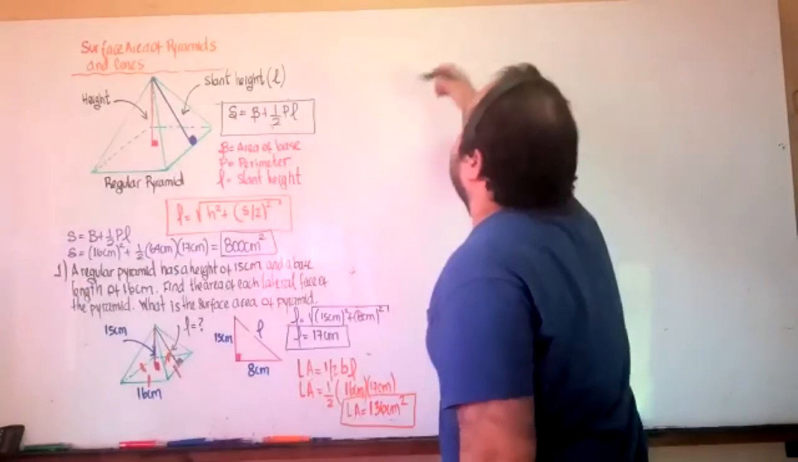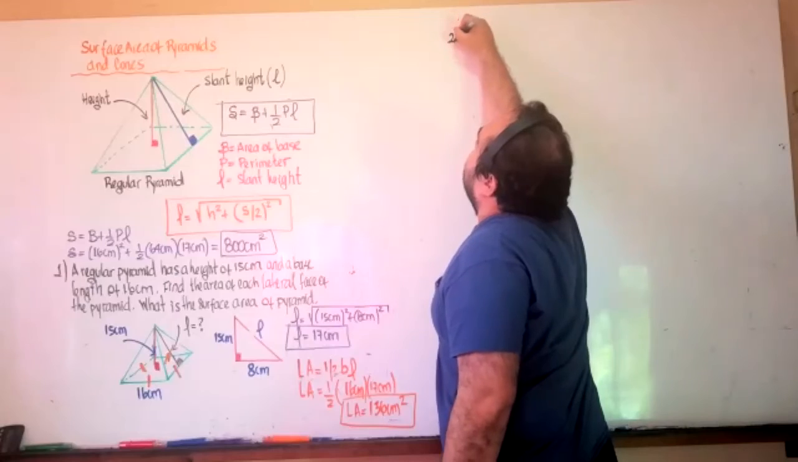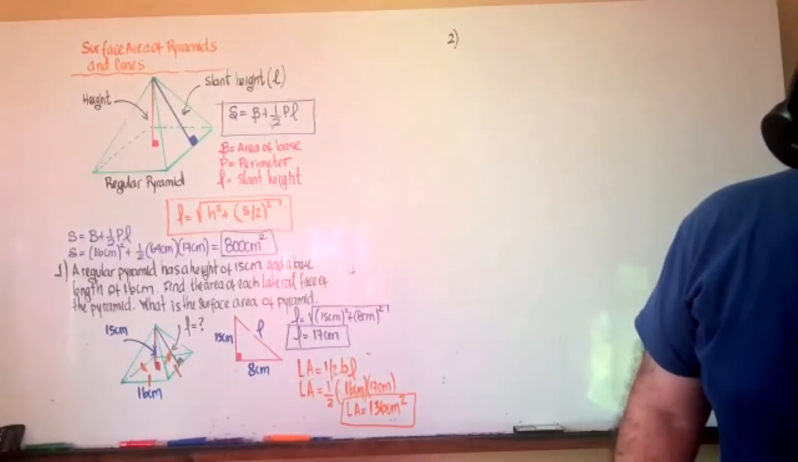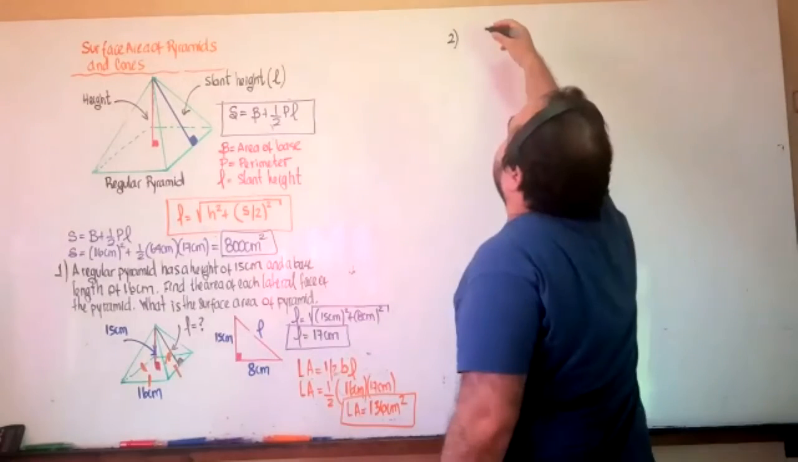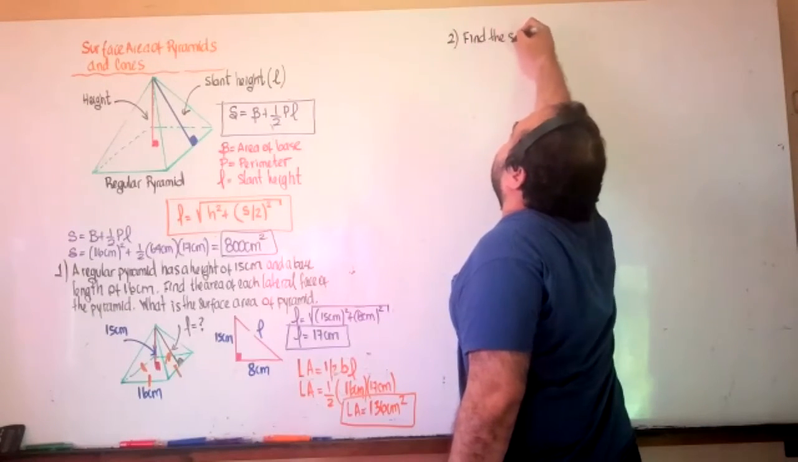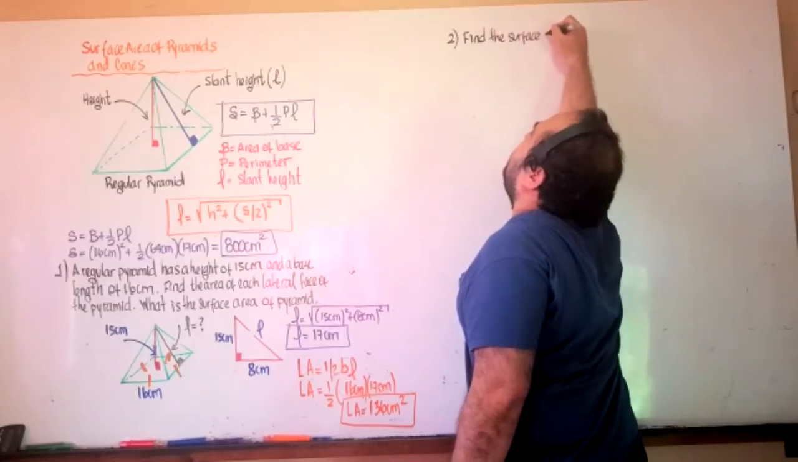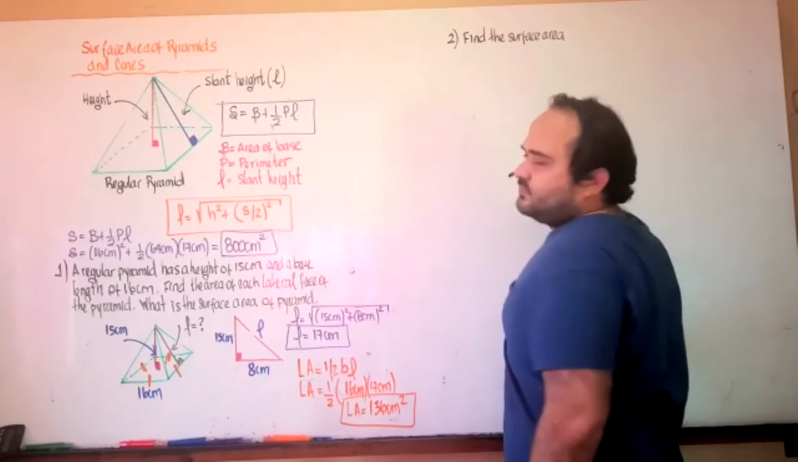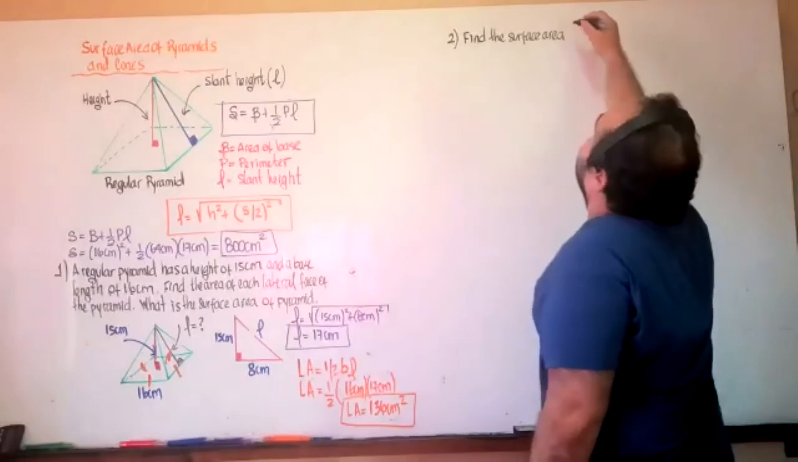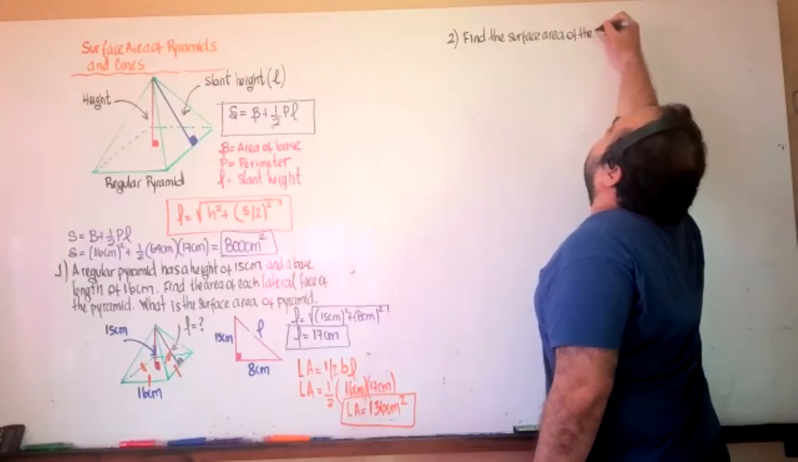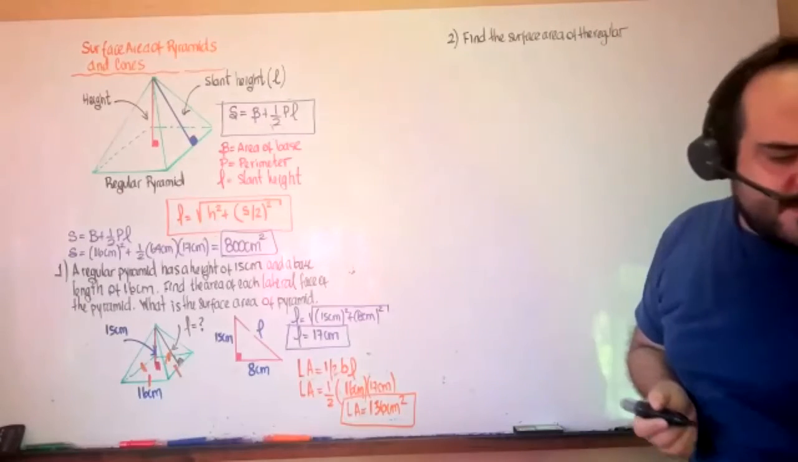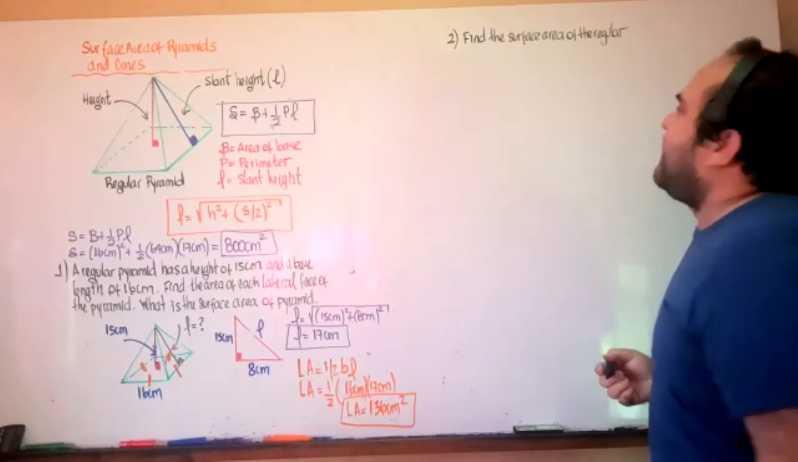Second problem. Find the surface area of the regular hexagonal pyramid.